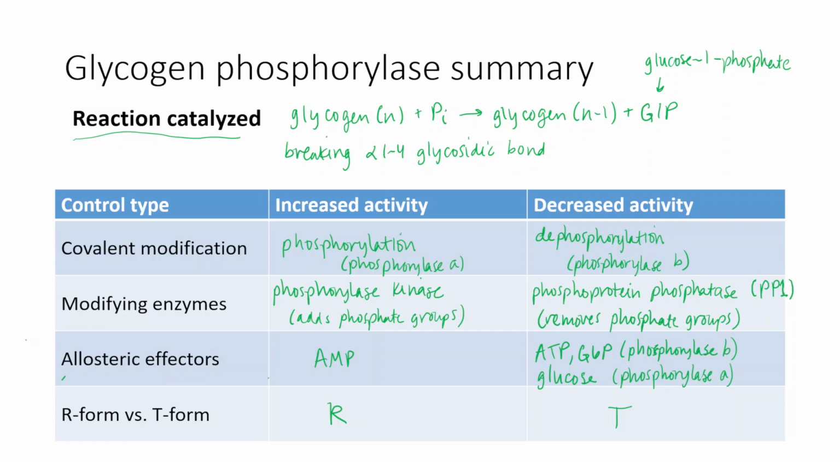So all of these types of factors are going to be coming up again as we talk more about glucose metabolism for the rest of the semester. So I encourage you to start thinking about how energy levels are going to affect what enzymes need to do or need to not do. Any questions about glycogen phosphorylase so far?